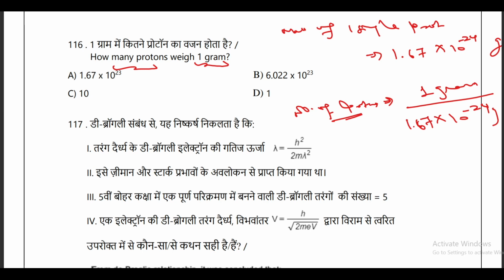Okay, you have to divide it by total weight, which is 1 gram. So after calculating you will get 5.99 into 10 raised to power 23, which is very close to 6.023 into 10 raised to power 23.